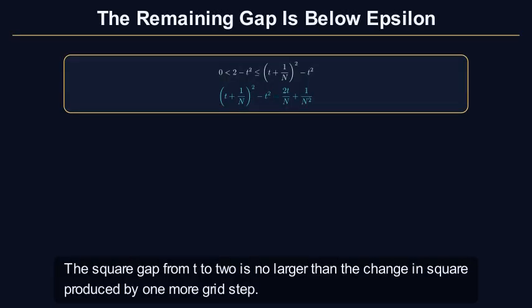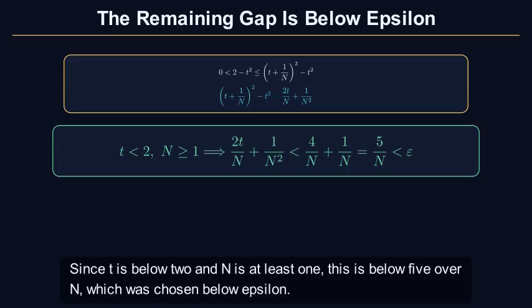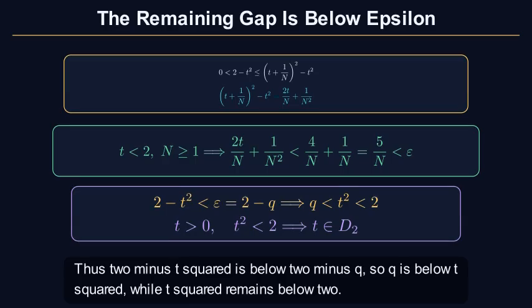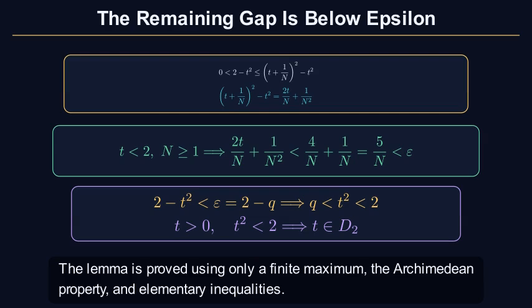The square gap from t to 2 is no larger than the change in square produced by one more grid step. Expanding that change gives 2t over n plus 1 over n squared. Since t is below 2 and n is at least 1, this is below 5 over n, which was chosen below epsilon. Thus 2 minus t squared is below 2 minus q. So q is below t squared, while t squared remains below 2. The lemma is proved using only a finite maximum, the Archimedean property, and elementary inequalities.